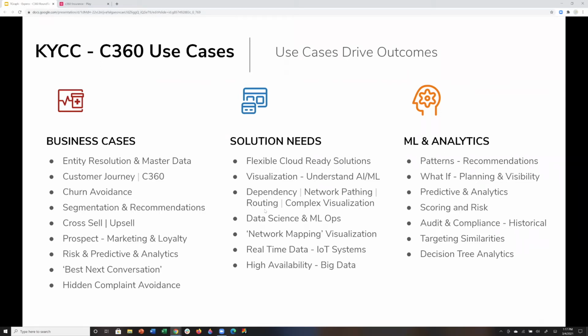From a machine learning and analytics perspective, we have patterns. We need to do what-ifs on digital twin experiences. We need to have predictive analytics. Scoring and risk is necessary, but not sufficient. We need to have audit and compliance, and then we need to have decision trees that make sense. The summary here is, building this all together from a customer 360 perspective drives the outcomes that have the highest business value you could ask for from a customer engagement.